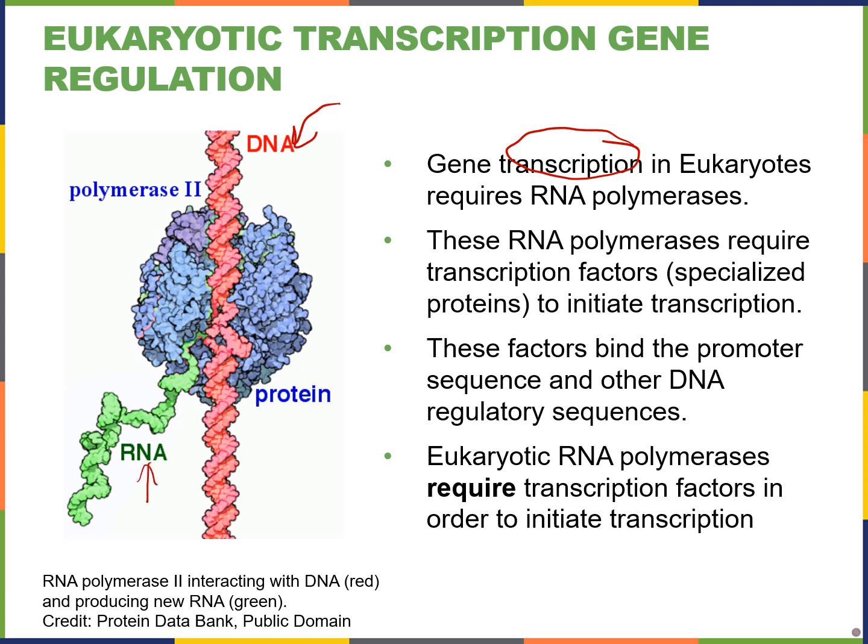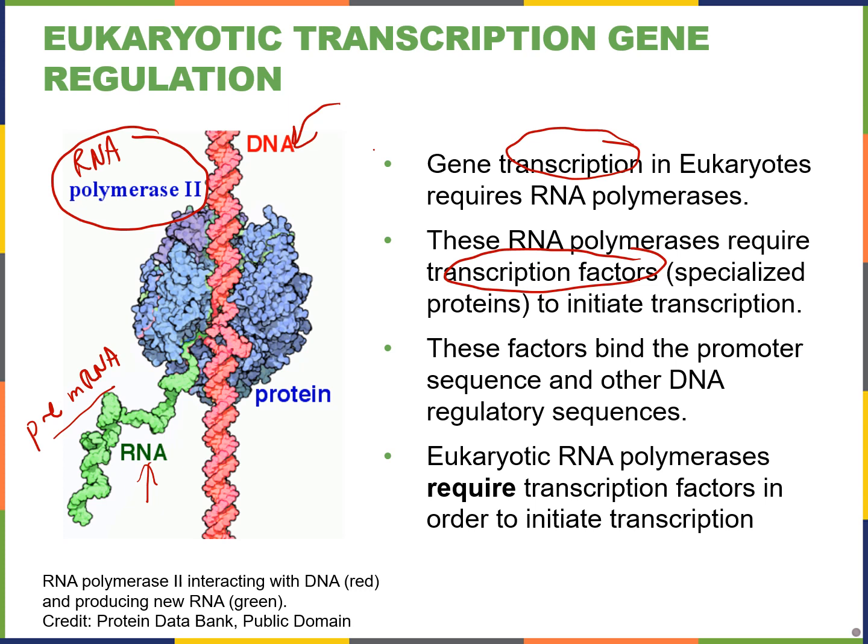And in eukaryotes, remember, we're going to make our pre-messenger RNA first. This is done by RNA polymerase II primarily. This is the polymerase type that's responsible for making our mRNA. But RNA polymerases don't just work by themselves. They require transcription factors in order to initiate transcription.